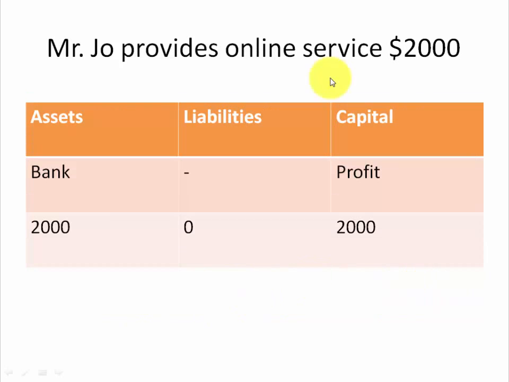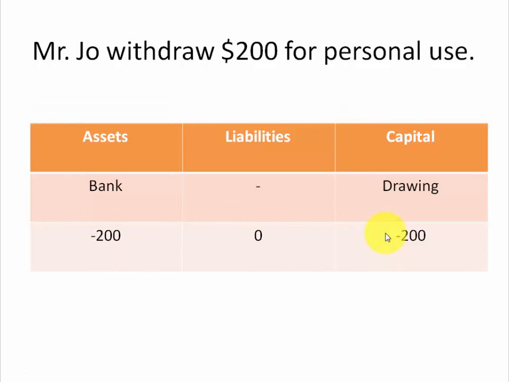Third transaction is Mr. Joe provides online service worth $2,000. In this case, Mr. Joe receives bank balance. So we added here plus 2000, and this is profit, so capital will also increase. So we have written 2000 here. So the accounting equation is 2000 is equal to 0 plus 2000. It equates. I hope now you are understanding. Please take a note and pen and write this transaction and try to solve yourself.